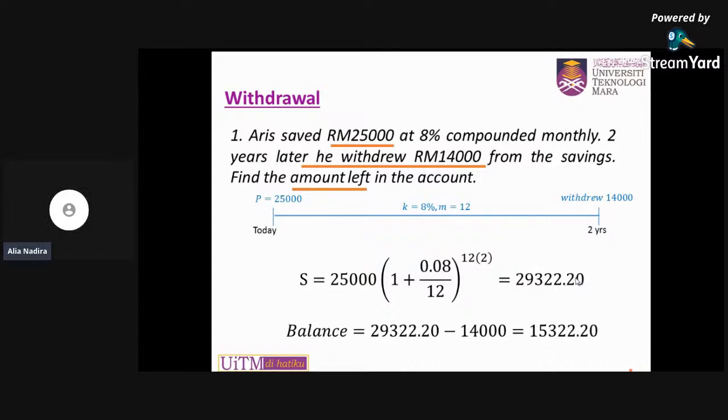Okay, so what is your balance? Apa balance you? Baki yang tinggal dalam account you. Sebab after 2 years tu, you keluarkan pula 14,000. So balance is you minus, okay, minus dengan amount you dapat. Minus with 14,000. So you dapat this amount. Okay, this is the amount left in your account.